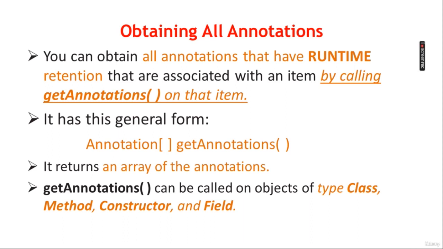Now we will see how to obtain all annotations. You can also obtain all annotations that have runtime retention that are associated with an item by calling getAnnotations on that particular item. In its general form, it gives you an Annotation array, and in that array you have all the annotations in your program. getAnnotations can be called on objects of type Class, Method, Constructor, and Field. So four types are allowed in the getAnnotations method: class, method, constructor, and field.